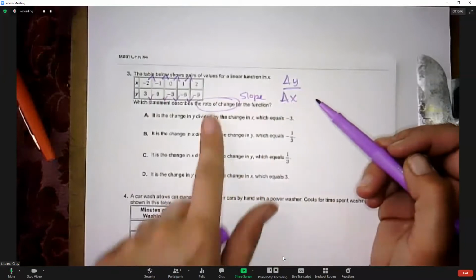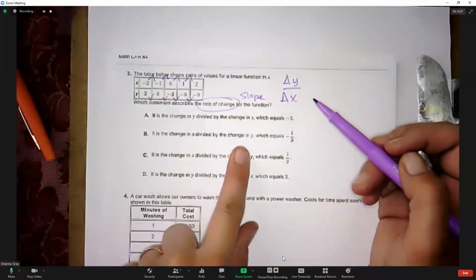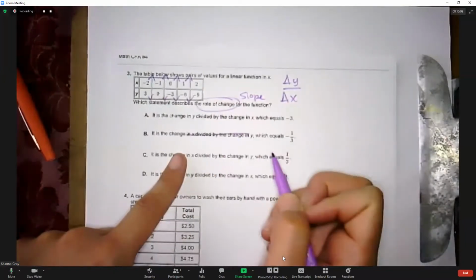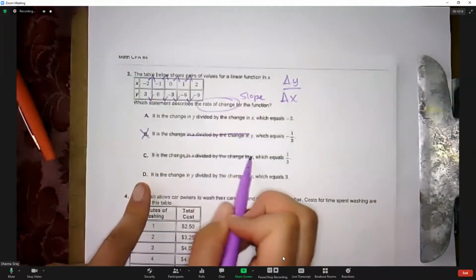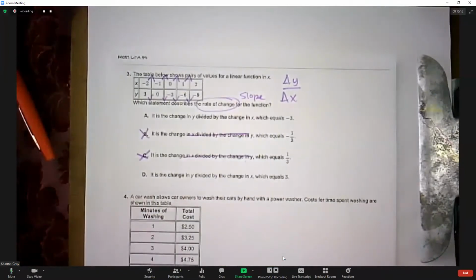And then you can even read these to see. This one says x divided by change in y. That's not right, right? So it's definitely not B. And it's not x divided by change in y here either, so that's definitely not it. So I'll let you look at those last two and see what you think.